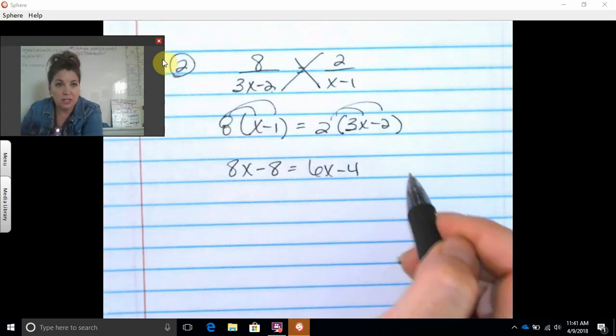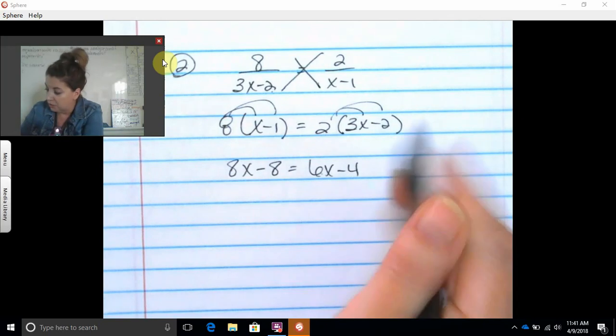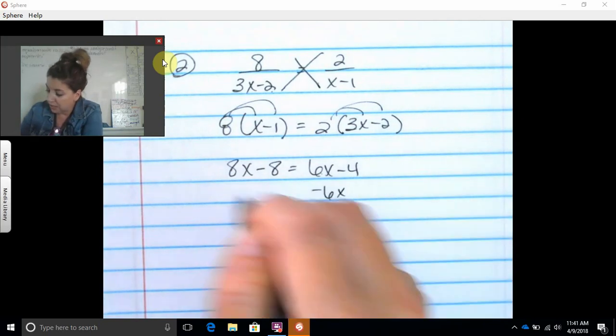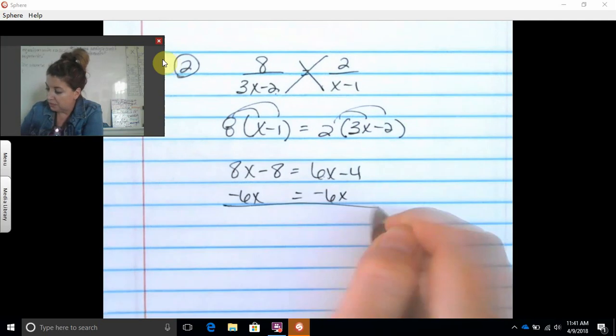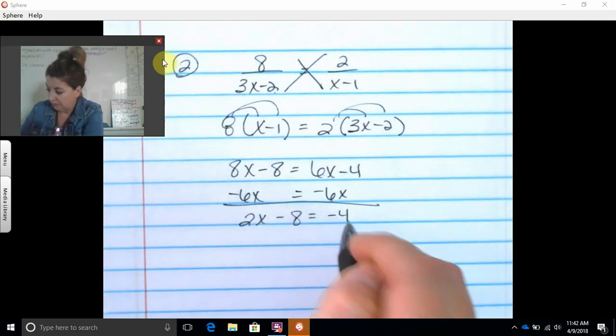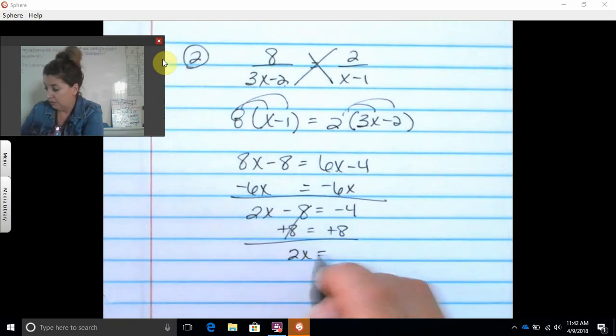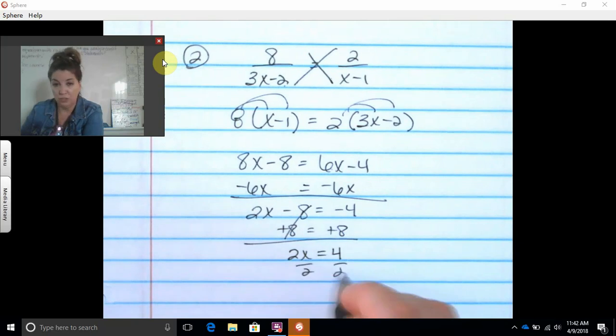And on this one, I don't have a quadratic term and a linear term. I just have the linear and constant. So I can just solve for the variable. So I'll subtract 6x from both sides. That gives me 2x minus 8 equals negative 4. Add 8 to both sides of the equation. And 2x equals 4, divided by 2, and x equals 2.